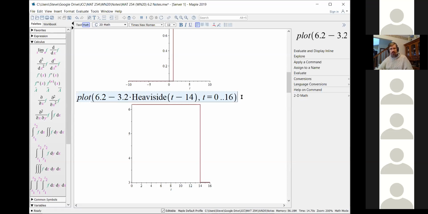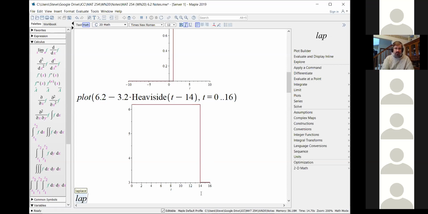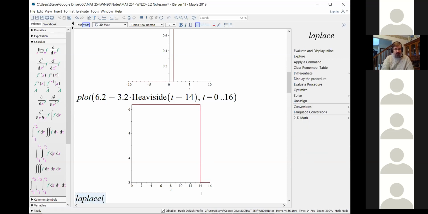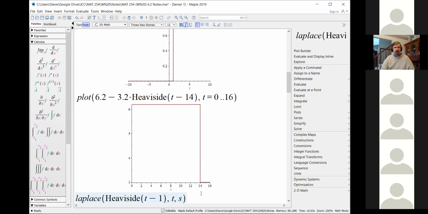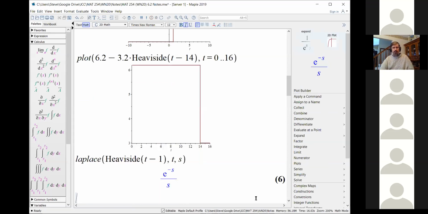So the Heaviside function, the unit step function orientation, the way we write it like this, allows us to write in line without having to have a piecewise function with multiple parts like that. But we can also do things like find the Laplace transform of the Heaviside function. So for example, the Laplace transform of the Heaviside function t minus, I'll just do t minus 1 just for giggles. And I want to do a Laplace transform on that. Maple says, no problem. It's e to the negative s over s.